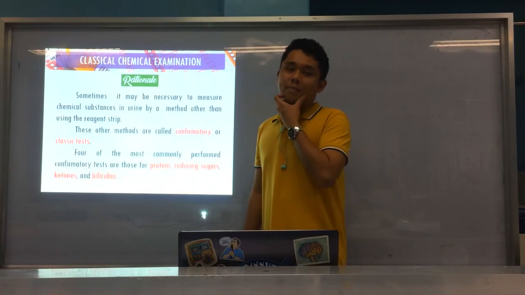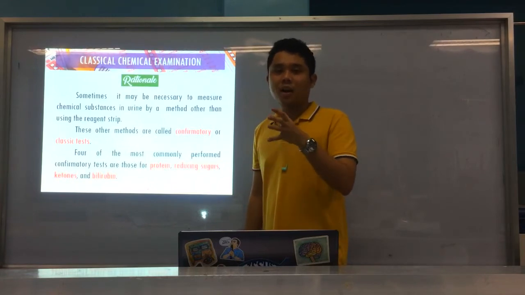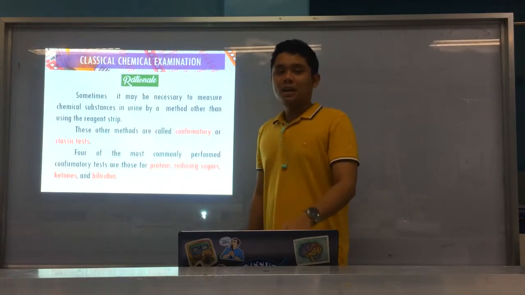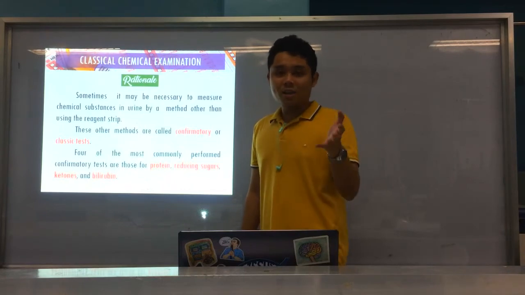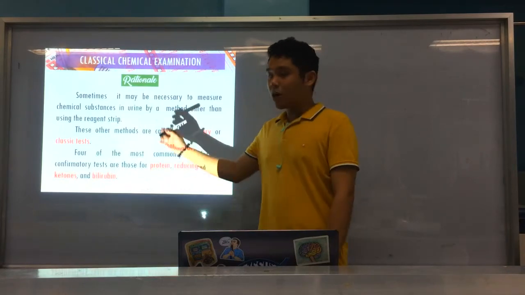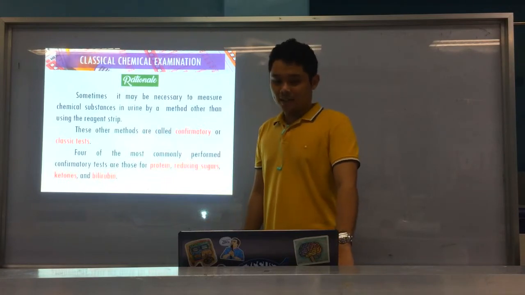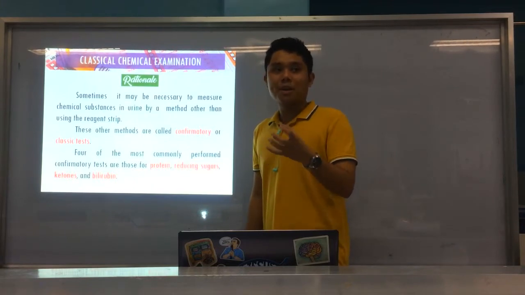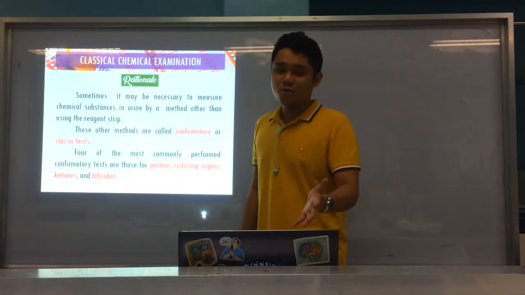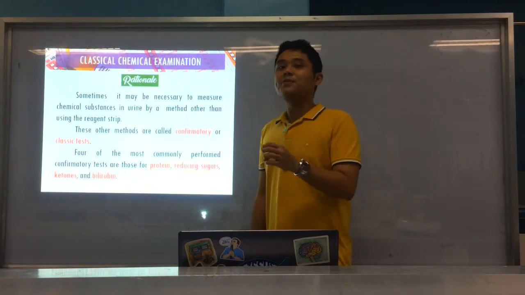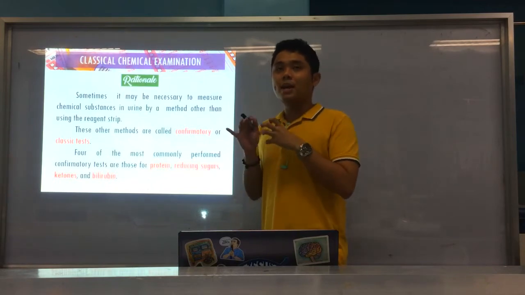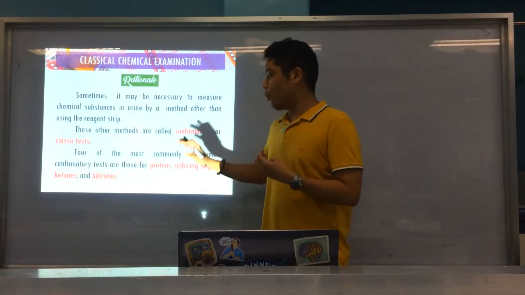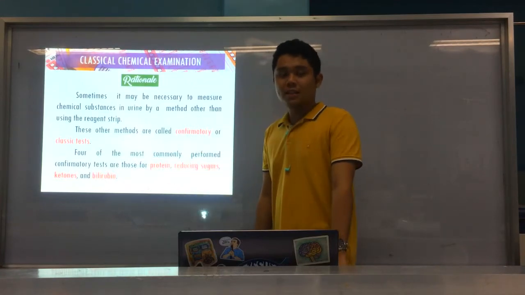Because again, remember your false positives and false negatives, there are many substances that can cause false positive or false negative. Now, if you really want to confirm the presence of a substance without those hindrances, then you can perform these classical chemical tests. Okay? Again, these are called confirmatory because we just want to confirm if glucose or protein is present. Especially if there are many possible interferences in the sample for that particular analyte. Alright. And the 4 most common are your protein, reducing sugars, ketones, and bilirubin.